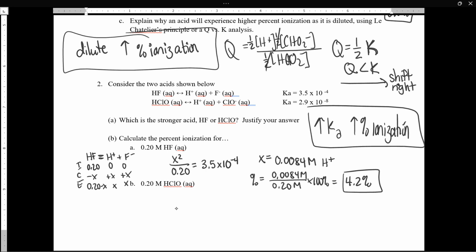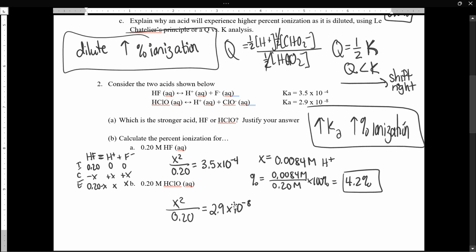If I go through and do the same setup for HClO, hypochlorous acid, then your ice chart will look very similar. So I'm not going to rewrite it here. It's still x squared over 0.2. And what's different is the K value. It looks as though hypochlorous acid, HClO, is a weaker acid. It's got a smaller K value. So when you solve for X, I should find that I've made fewer ions.